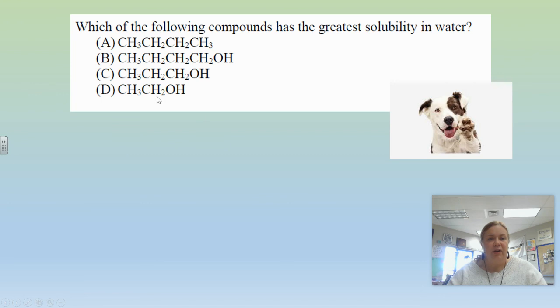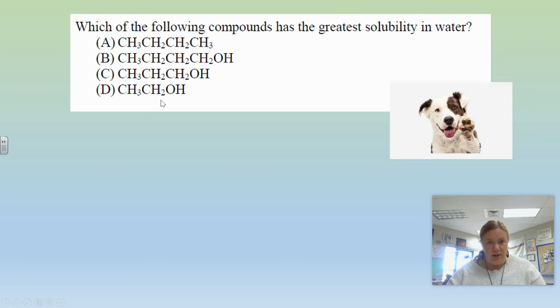So we need to figure out here, we have London dispersion forces only with A. We do have hydrogen bonding with B, C, and D. However, D is quite a bit smaller than A, even A being just London dispersion forces. And because that oxygen's on one end of it, if it were on both ends, it would be a much stronger hydrogen bonding. But this is one case where London dispersion forces are going to overpower hydrogen bonding.